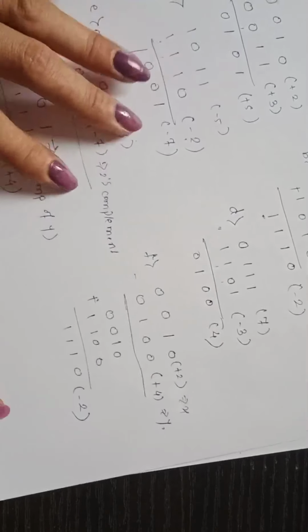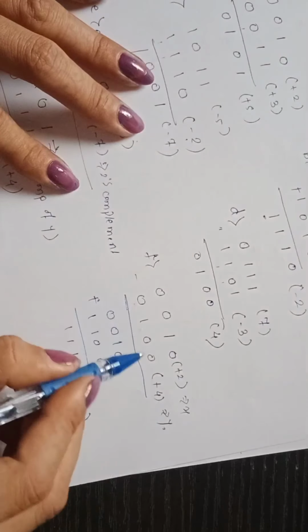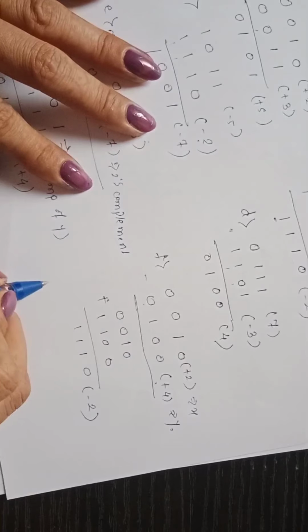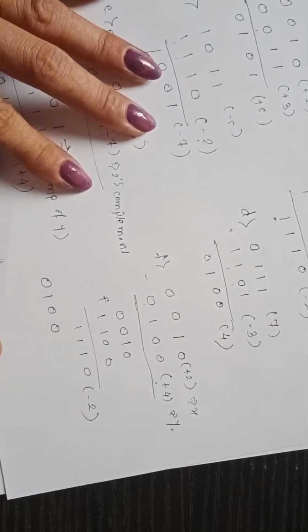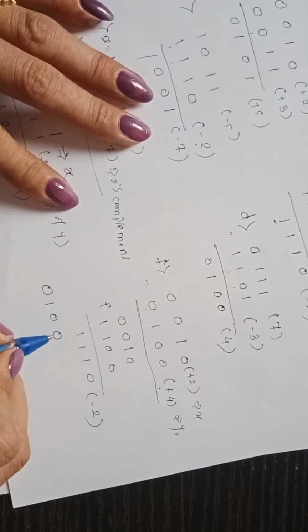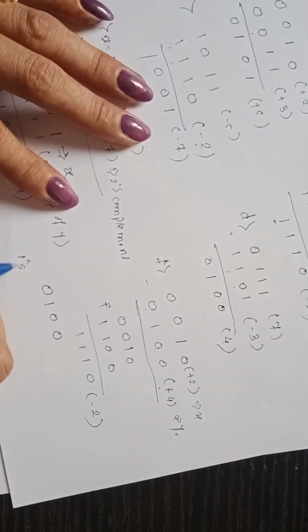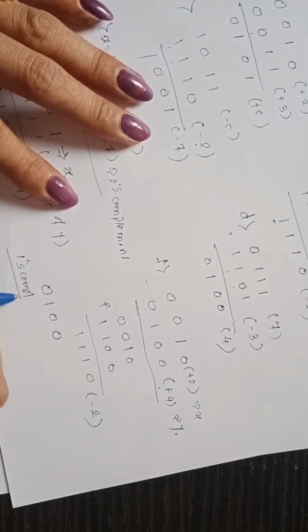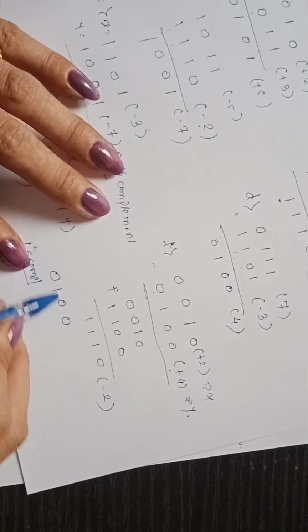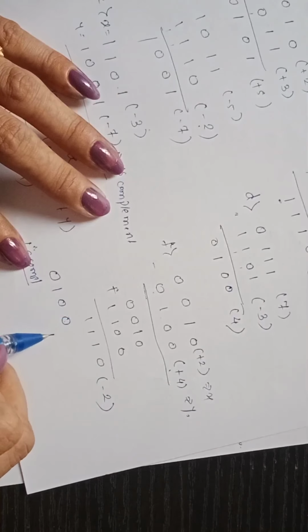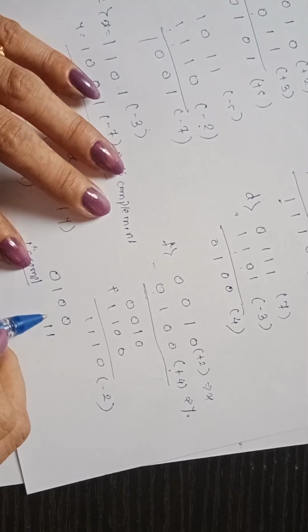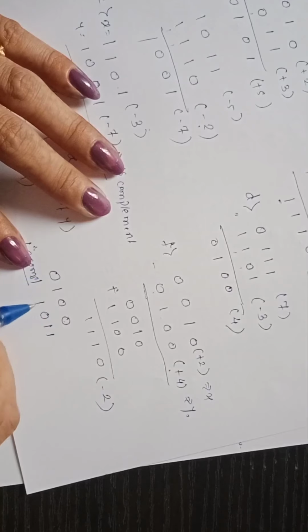If you don't know how to find the 2's complement, let's look here. What is y? y is 0, 1, 0, 0. First we have to find the 1's complement. Now what is the 1's complement of this 0, 1, 0, 0? This 0 will become 1, this 0 will become 1, 1 will become 0, and again 0 will become 1.